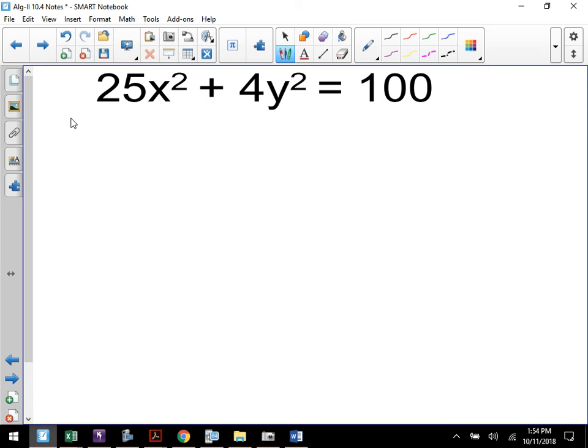So we go again, 25x squared plus 4y squared equals 100. What are you going to do first? Divide everything by 100. Thank you for not saying subtract 99. You'd be wrong. So 25 over 100 is how much? 4 over 100 is?